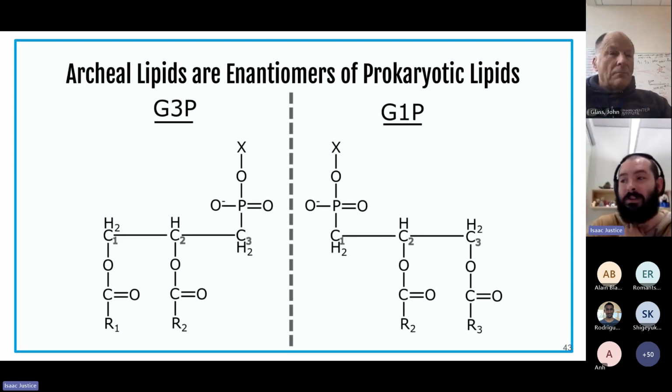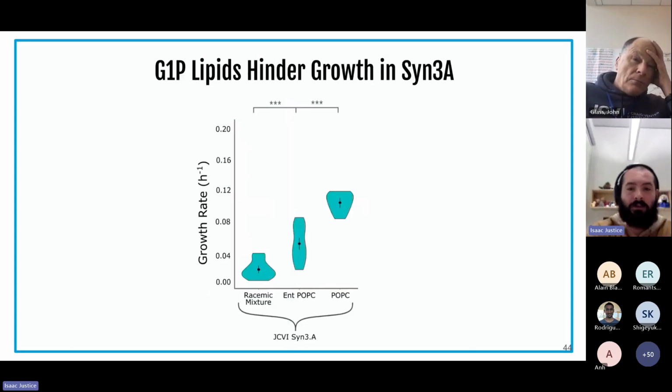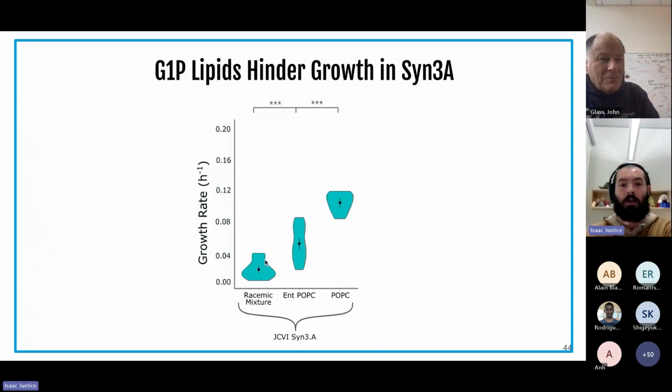But we now have a system where we can force an organism that wants G3P lipids to be fed on a diet exclusively of G1P lipids. And what we found in Syn3 is a significant reduction in growth when the cells are fed the enantiomeric lipid, and interestingly, an even greater reduction in growth when cells are fed the racemic mixture. And so that's the effect of the lipid on the growth of the cell.